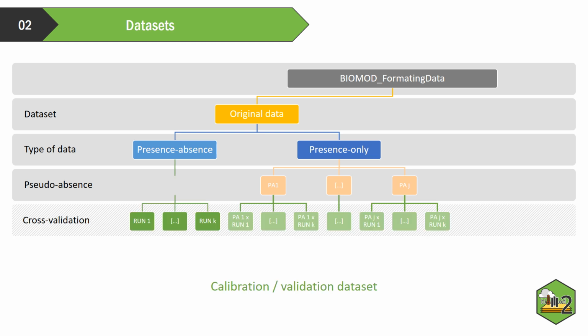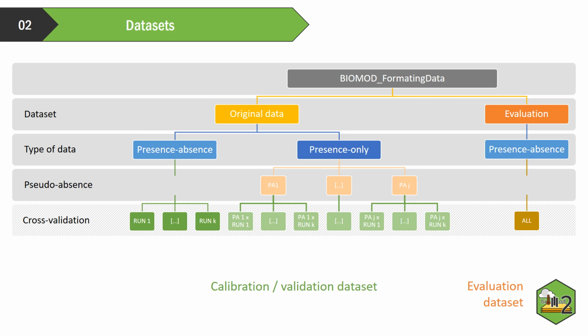Whether it contains only presences or both presences and absences, this data will be divided into calibration and validation datasets. One part of the data will be used only to calibrate the models, and the rest will be used to compute some metrics to estimate how good the models are on new data. Note that if you have presence-only data and created pseudo-absence datasets, each of these datasets will be divided into calibration and validation parts.